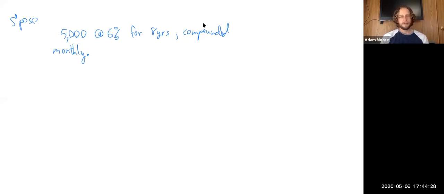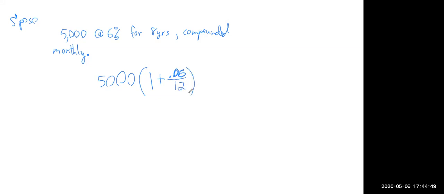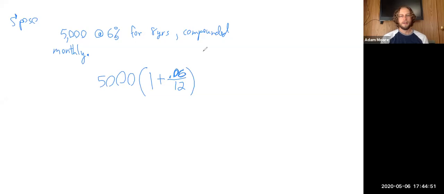Okay, 5,000 at 6%. Same story being told in a different way. Now this would be 1 plus 0.06 divided by, what do I divide it by? 12? Yeah, divide by 12, 12 pieces of the 6%. And I'm compounding it a whole bunch of times, 12 times a year for 8 years. What power is that?